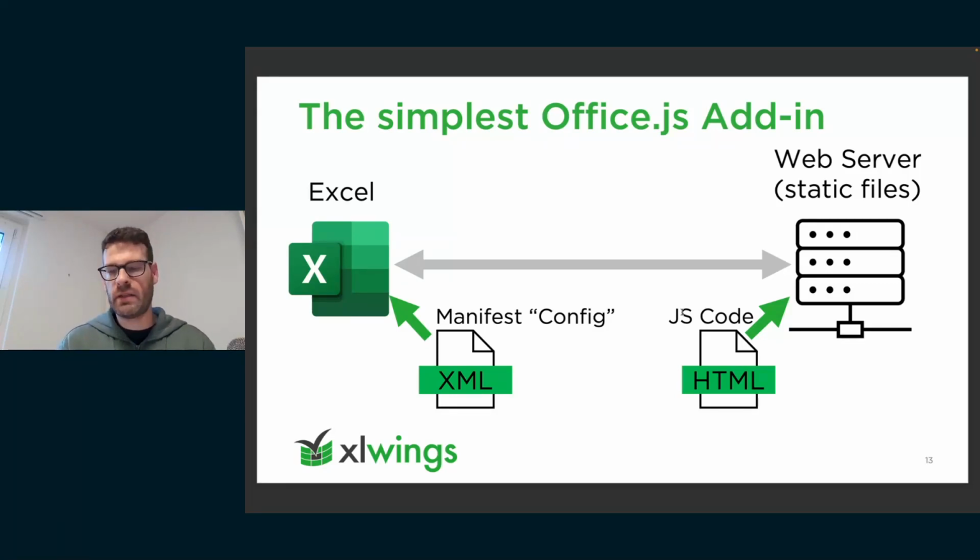And then on the right-hand side, you can see there is this single HTML file that has our JavaScript code in it. And that HTML file we're going to upload to the server. And that's really all you need. That is a fully functional, production-ready Office.js add-in.